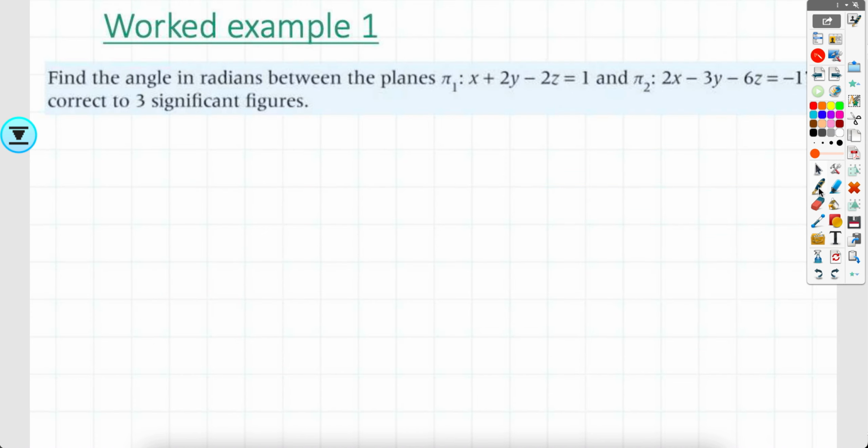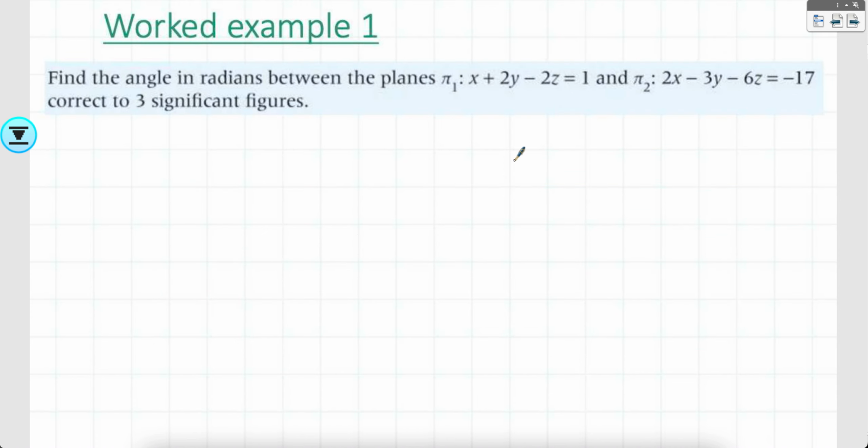So let's start with an example here. We have two planes and I need to find the angle in radians between them. Well, I need to actually know the normals of the two planes. The normal of the first one is just me taking the coefficients here, so 1, 2, and minus 2. And the normal of the second is going to be 2, minus 3, and minus 6.